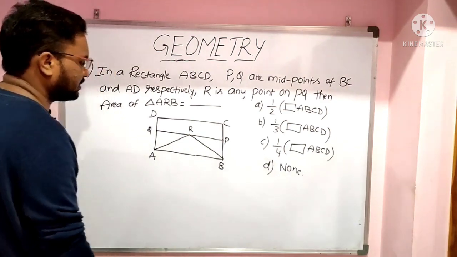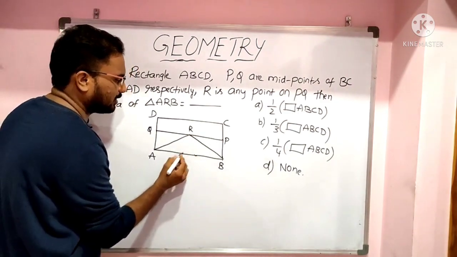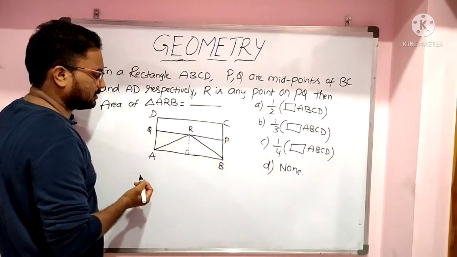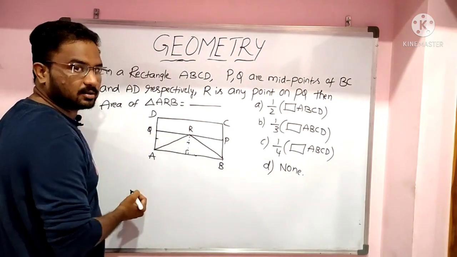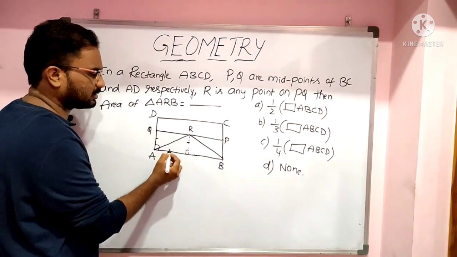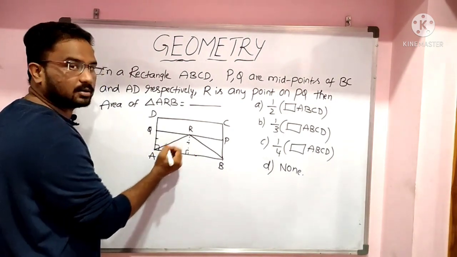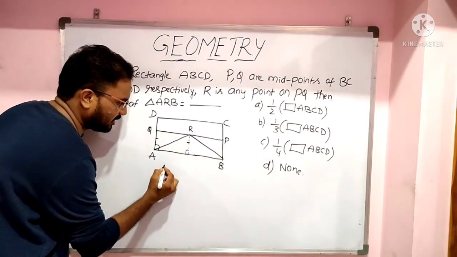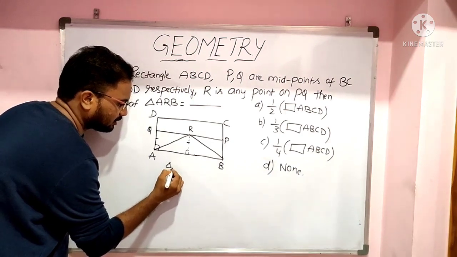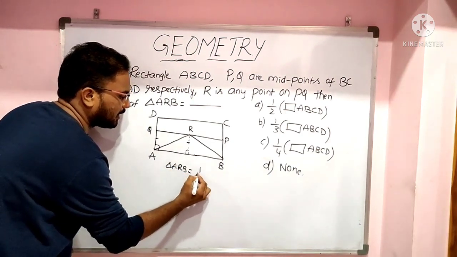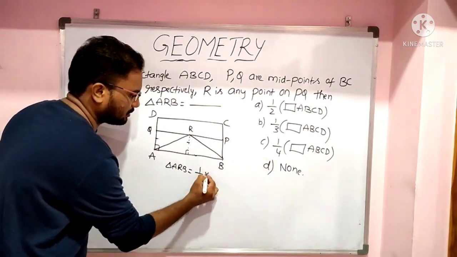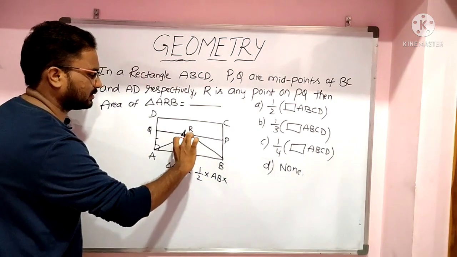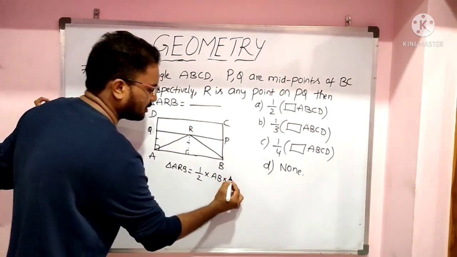So here, first of all, area of triangle equal to, okay, this is the height, let us say. So this height and this height are both equal, because this is 90 degrees. These two are parallel. So area of triangle ARB equal to half into base, AB, into height, both are equal, into AQ.